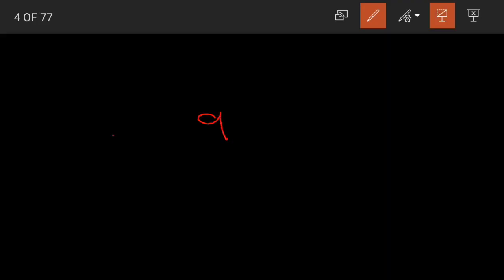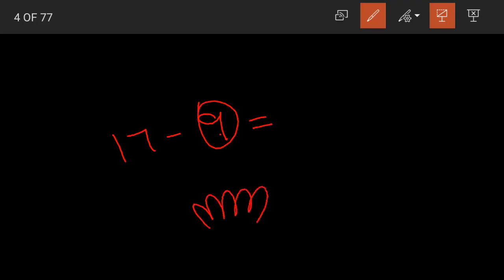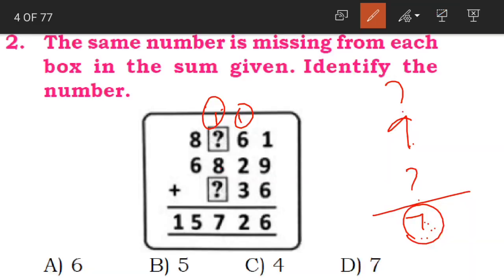Let us take 17. So 17 minus 9 is equal to how much? Keep 9 in mind. After 9 we have 10, 11, 12, 13, 14, 15, 16, 17. What is the answer children? 8. See, we have two numbers here. When we add the same number, we should get 8. Now look at the options. 6 plus 6 is equal to how much? 12. So this is not the answer.